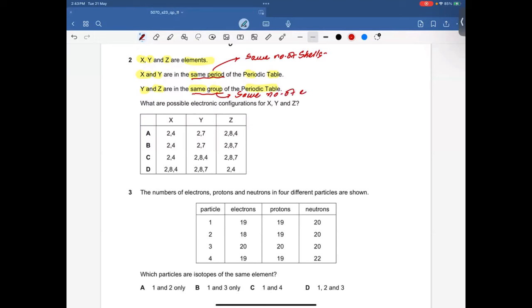same number of electrons. Or same number of valence electrons. Y and Z have the same number of valence electrons. Same number of valence electrons exists only in B, I believe. Y and Z have the same number of electrons, which means Y and this. And same period means same number of shells. X and Y have two shells here. I think B is going to be the right answer. That's the only reason.